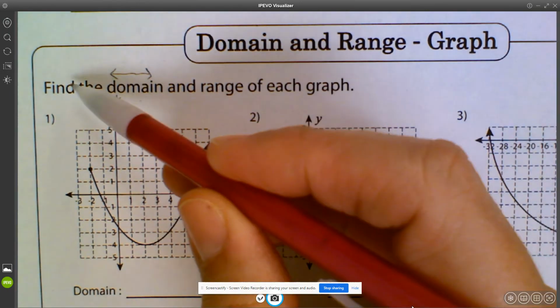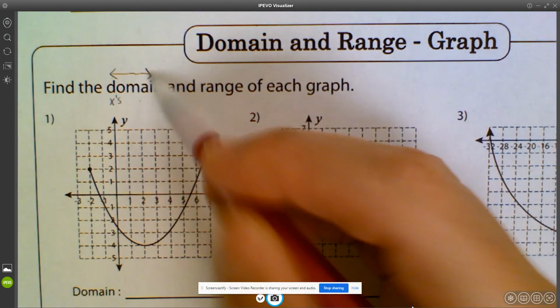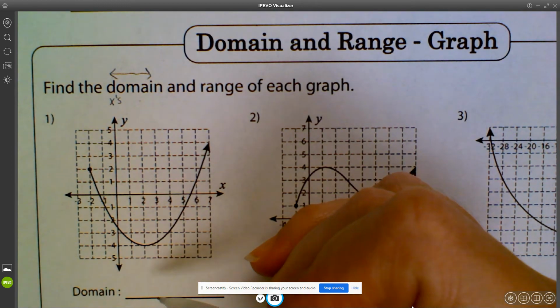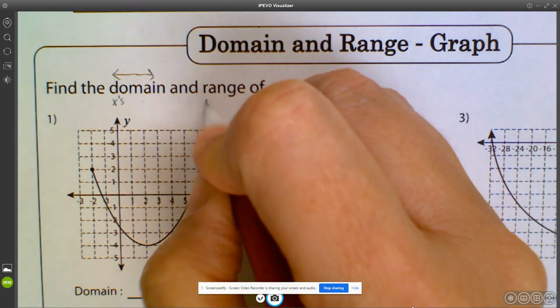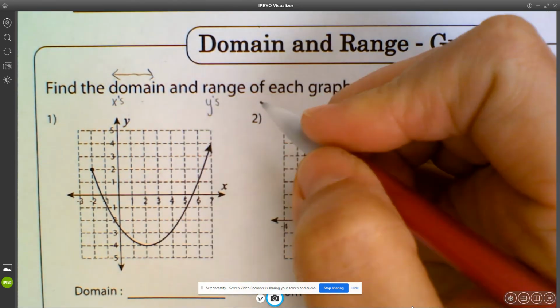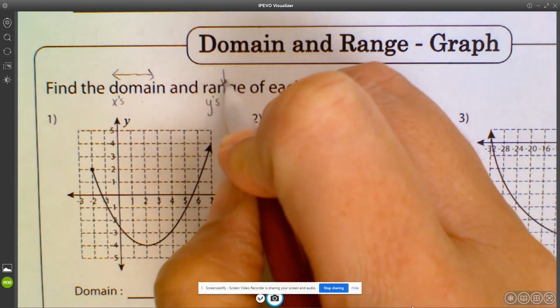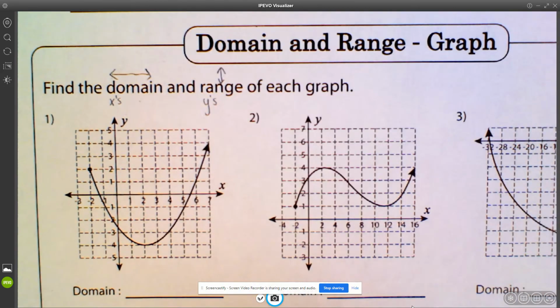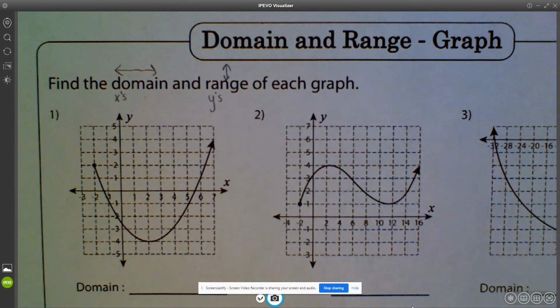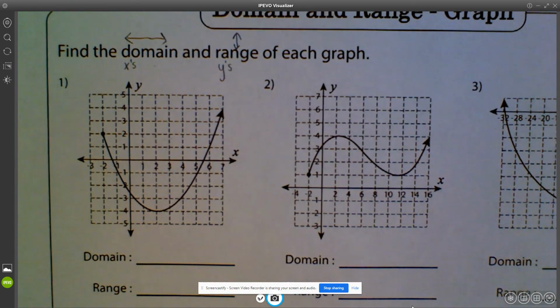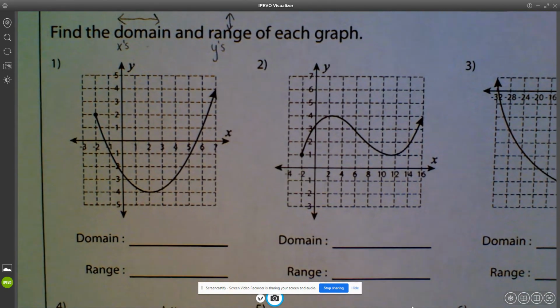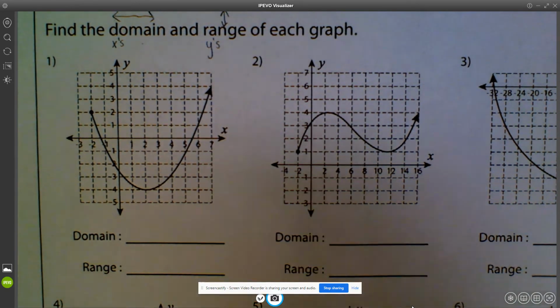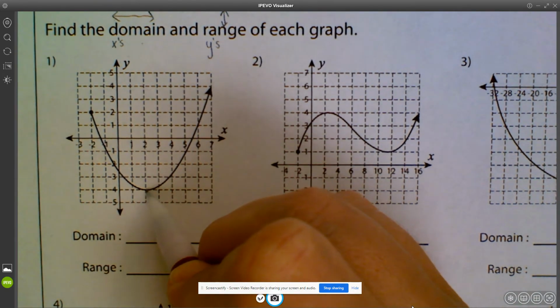How far to the left does the graph travel? How far to the right does the graph travel? When we talk about the range, we're talking about the y coordinates. How low does the graph travel to how high does the graph travel? So when I look at my first graph and I want to determine the domain, think about how far to the left this graph must go.